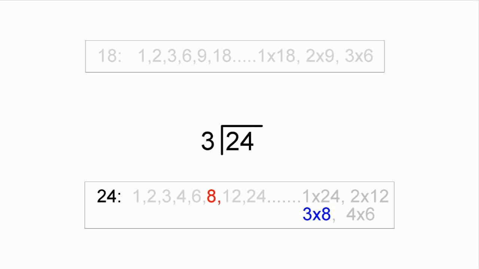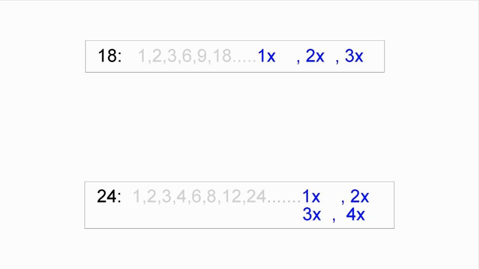And 3 divides into 24 8 times. And how about 6? How many times does 6 divide into 24? Look at the multiple of 6 to see that it's 4, which means that 6 divides evenly into 24 4 times. And 4 divides evenly into 24 6 times.